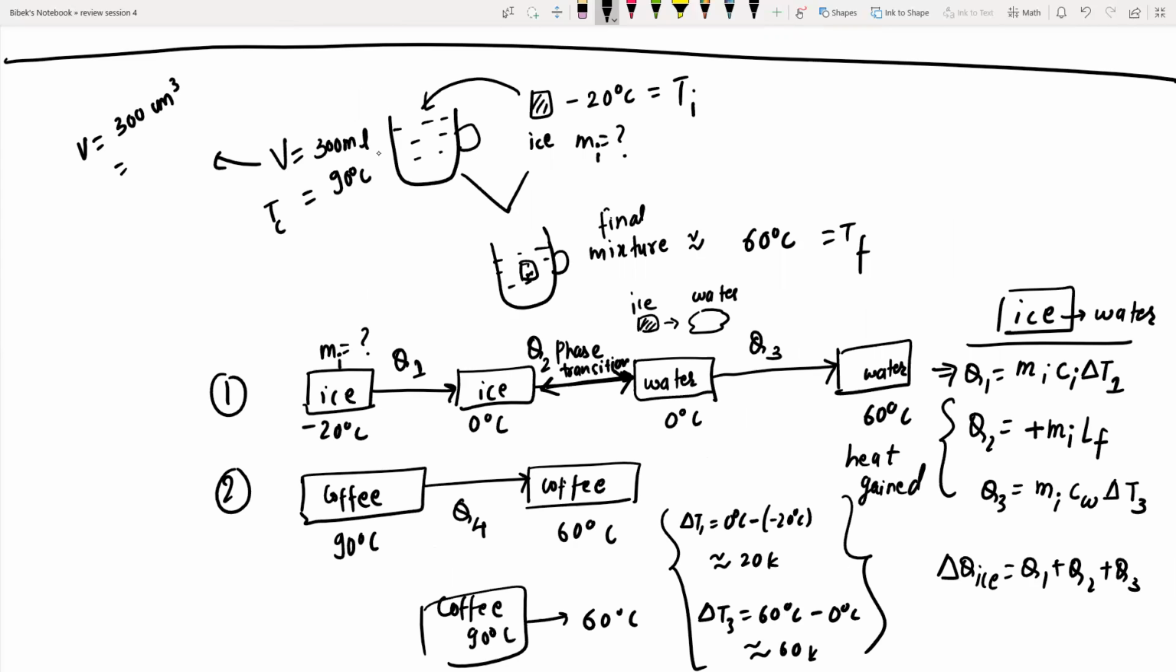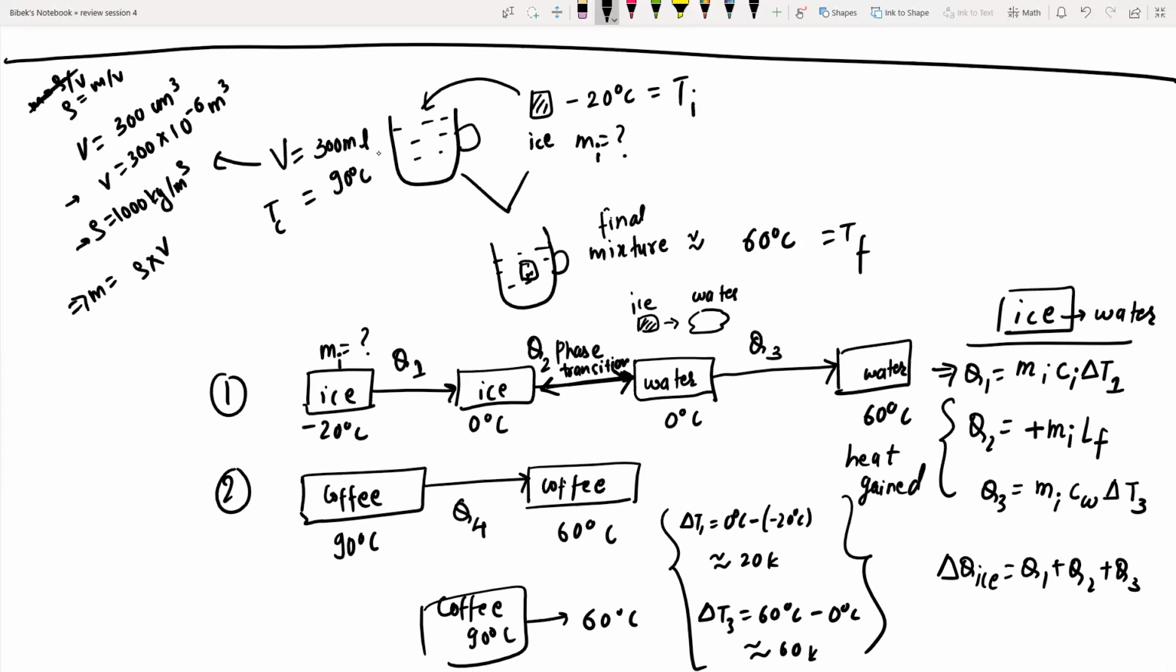That is 300 times 10 to the negative 6 meter cubed. And since we are taking coffee and water to be similar fluids, we'll take the density also to be equal to that of water. Okay, so that volume will have a density, and density is mass over volume. So the mass is density times volume.